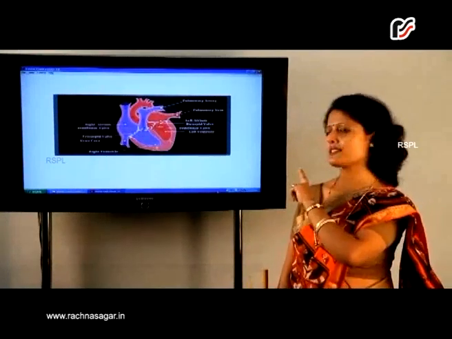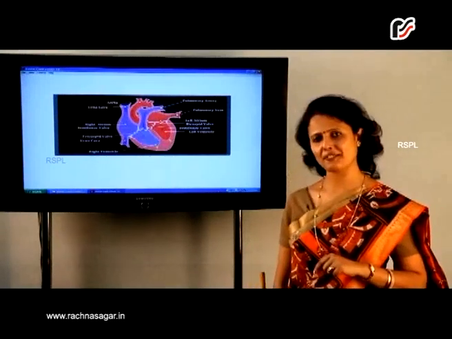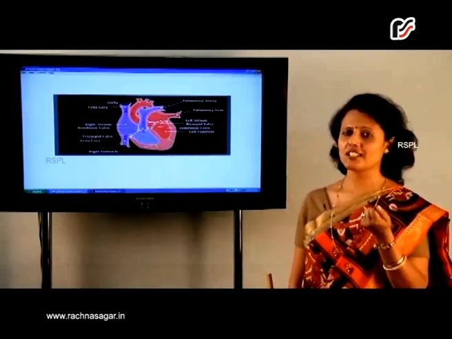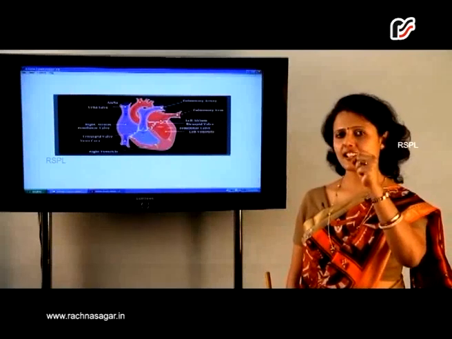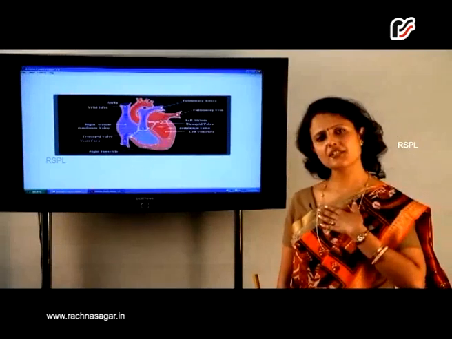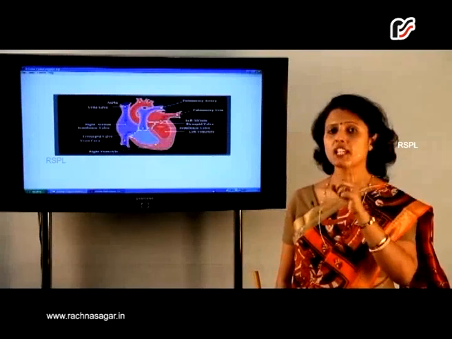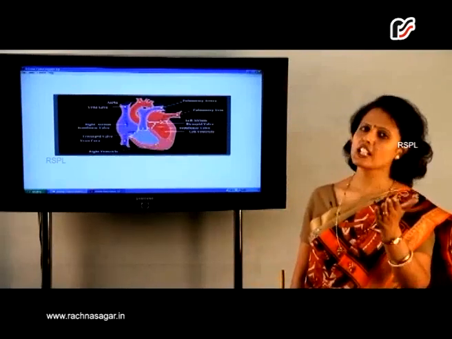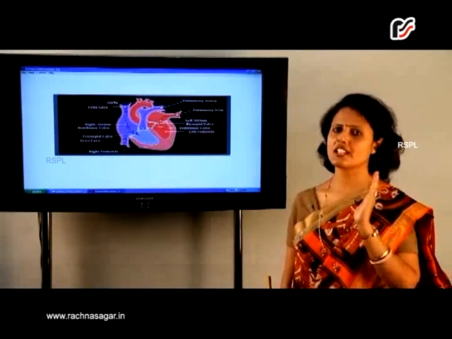Now let's have a look at this beautiful animation that we are having. The human heart is 4-chambered. It is highly muscular and it is as big as a fist. It is located within our thoracic cavity. Being 4-chambered, it entirely prevents the mixing of deoxygenated and oxygenated blood.